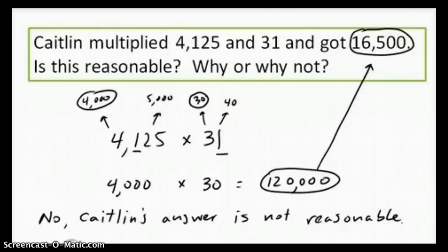These don't even have the same number of digits, so no, this is not reasonable at all. Something must have happened when Caitlin was multiplying or when she was adding after she got her partial products in her multiplication problem. In any case, these are not reasonable.